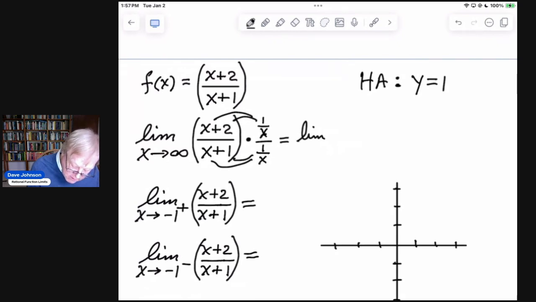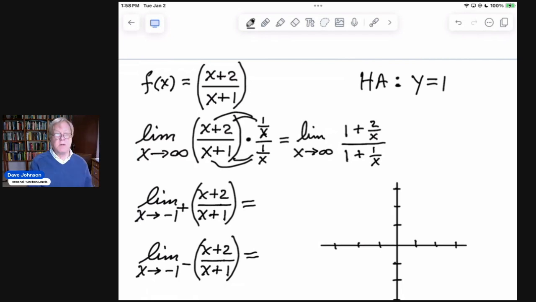So if we multiply this out, limit as x approaches infinity, now the 1 over x times x is going to be 1. The 1 over x times 2 is going to be 2 over x, so plus 2 over x. That's in the numerator. In the denominator, 1 over x times x is 1, again. And the 1 over x times 1 is, so plus 1 over x. So all we did was multiply top and bottom by 1 over x and distribute it. But we're carrying the limit with us, as we always do.